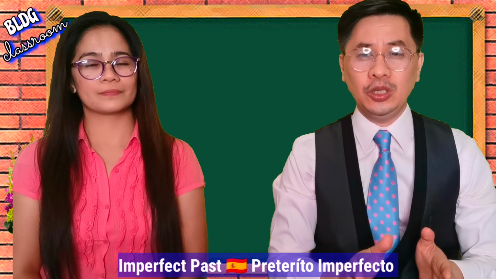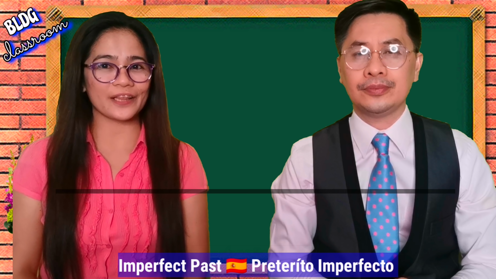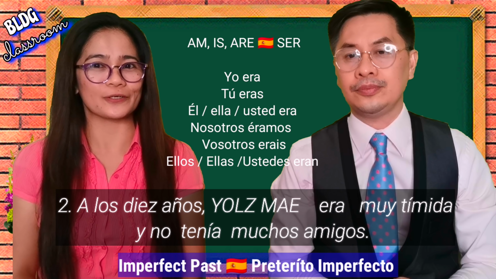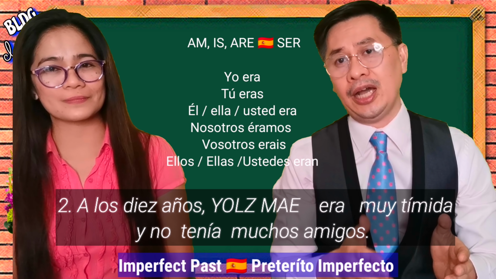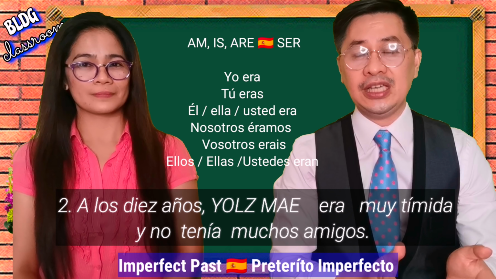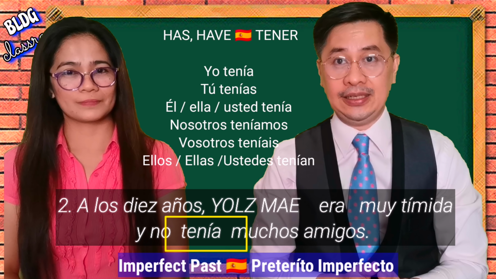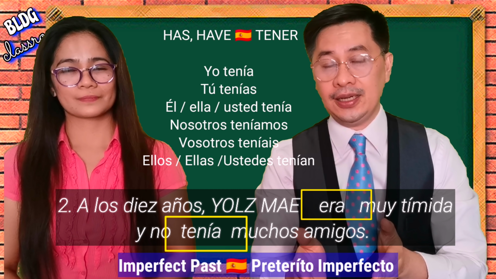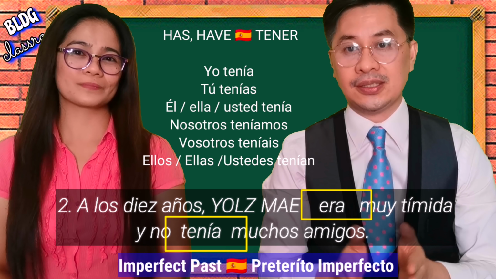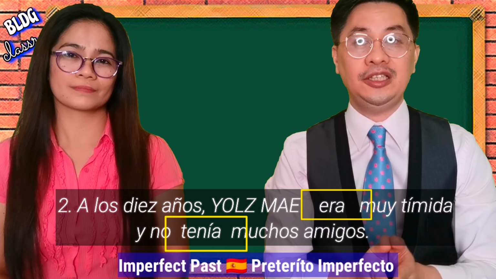Alright. Another sentence. At 10 years old, Jules May was very shy and didn't have many friends. A los 10 años, Jules May era muy tímida y no tenía muchos amigos. This sentence also shows an imperfect past tense. It describes something in the past. So the verbs in the imperfect past tense used in this sentence are tenía and era. So era from the verb ser and tenía from the verb tener. Era means like was and tenía means had. That is tener in the past tense.